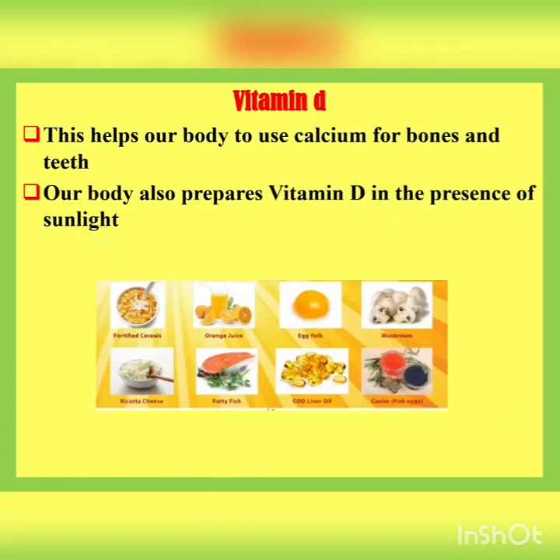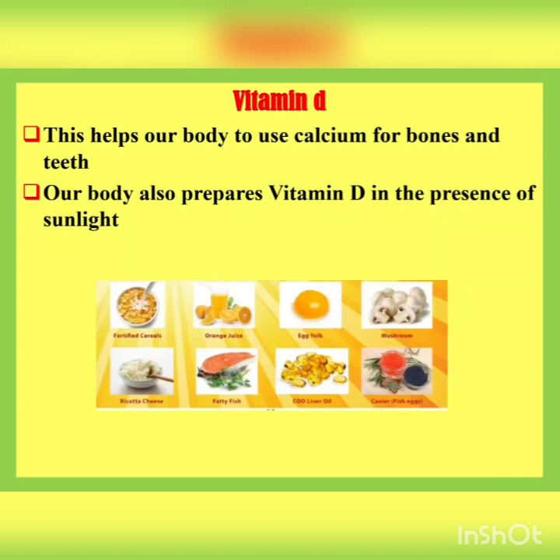This helps our body to use calcium for bones and teeth. It is required for healthy bones and teeth. Sources are sunlight, that is, our body can prepare vitamin D in the presence of sunlight. Our body also prepares vitamin K. The two vitamins that our body prepares are vitamin D and vitamin K.